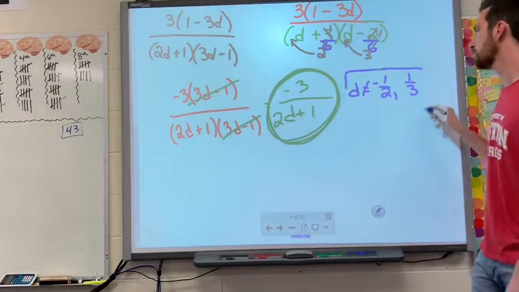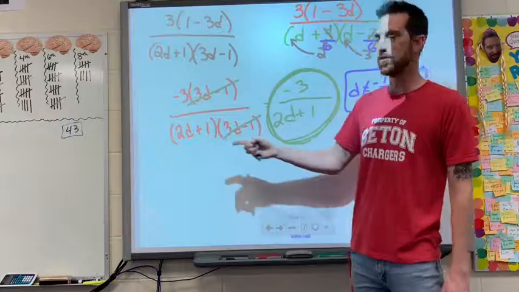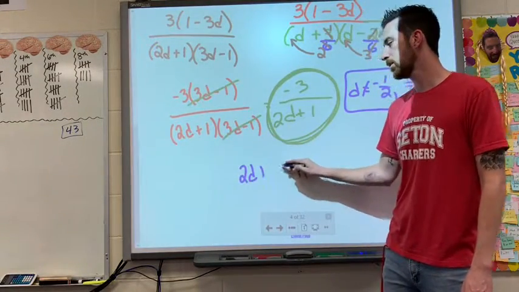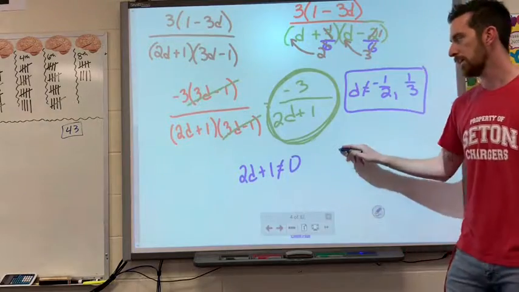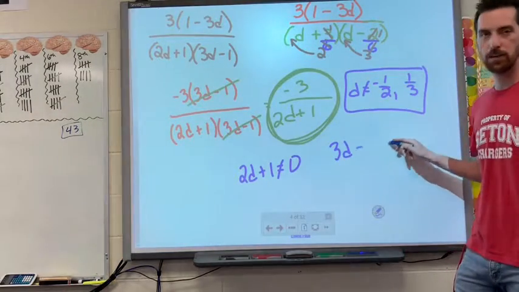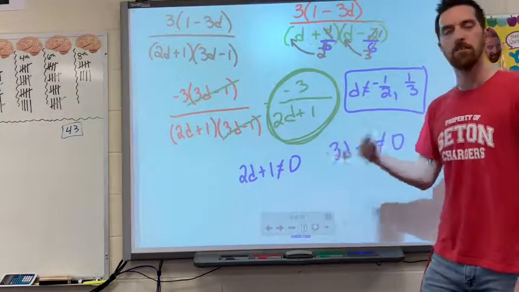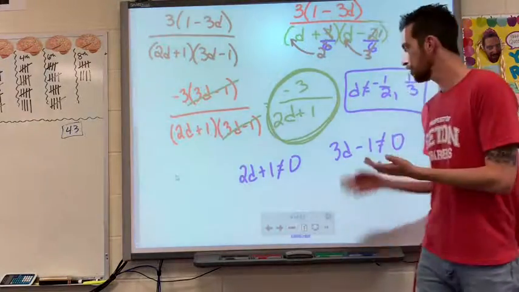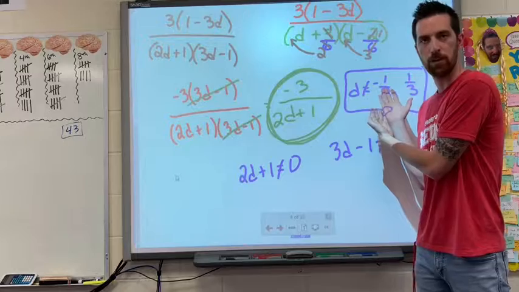These are your exclusions. The other way you could get that is you set each part of the denominator. 2d plus 1 cannot equal 0, and 3d minus 1 cannot equal 0. And you solve both of those, and you would get the same answers. It's just, we can get them way faster this way, okay?